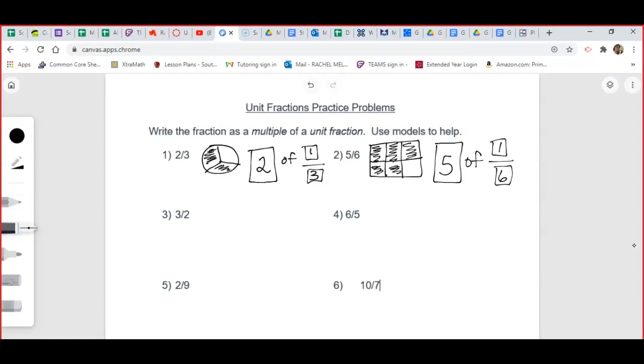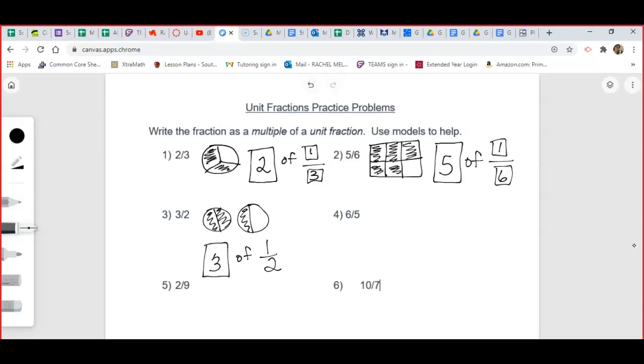Okay, with the 3 halves. Now remember, that is, whoops, I should have halves, shouldn't I? Not thirds. Halves. So if I color in, that's 2, and then 1 more is 3. Okay, so how many pieces do I have, everybody? 3. And what are they? 1 half. Okay, very good.